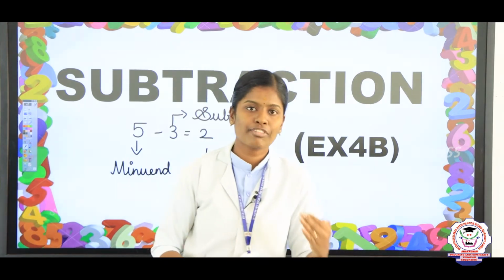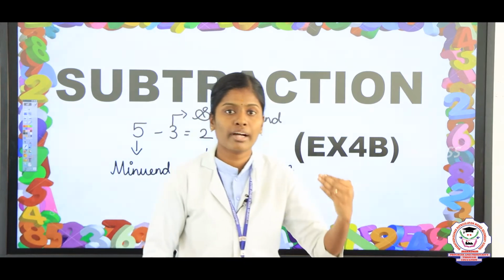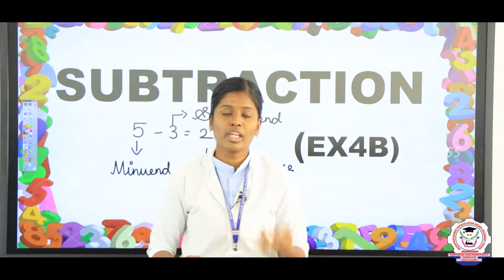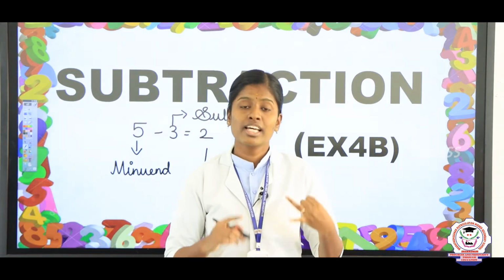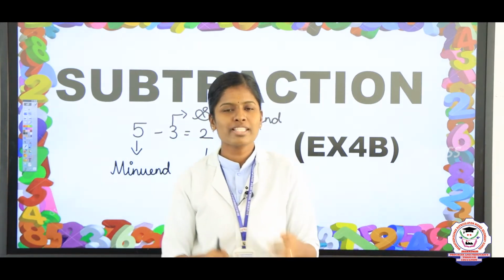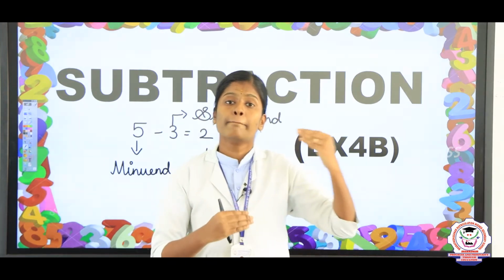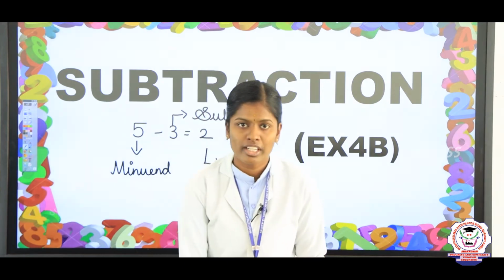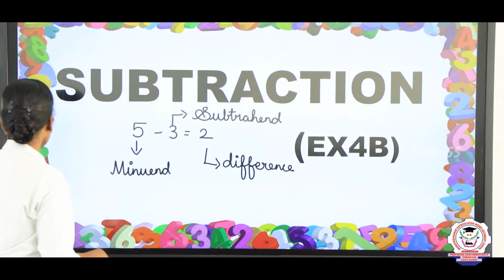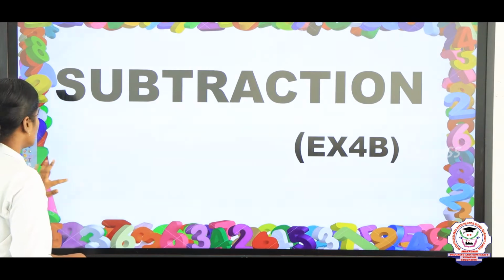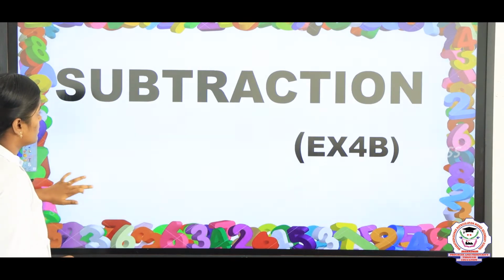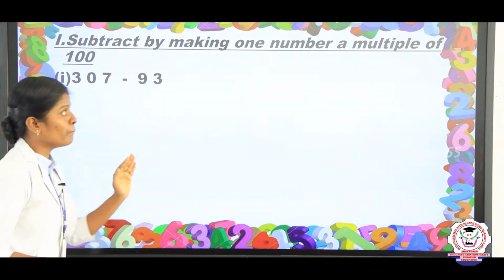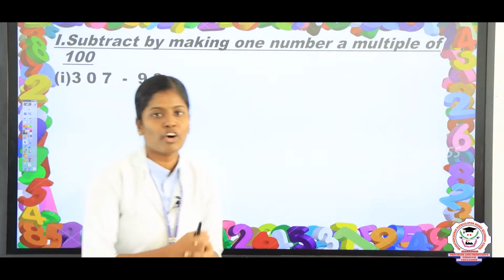So listen my children, today we are going to see the alternative methods, the 4th one. In last class itself we have seen the 3rd part, the 2nd part and the 1st part. What is the first one? Subtract by breaking one number. The second one is subtract by breaking both numbers, and the third one is subtract by making a multiple of 10. Now we are going to see the multiple of 100. So listen here. Subtract by making one number a multiple of 100.